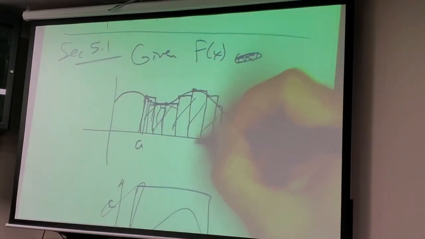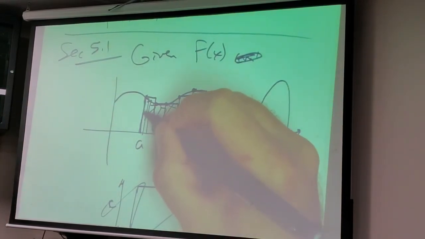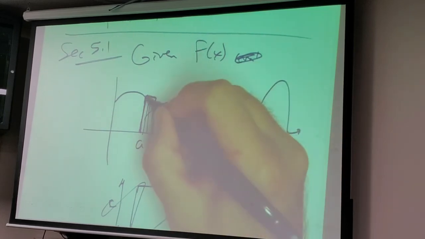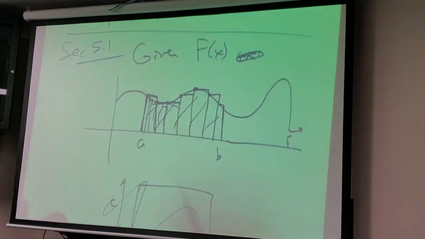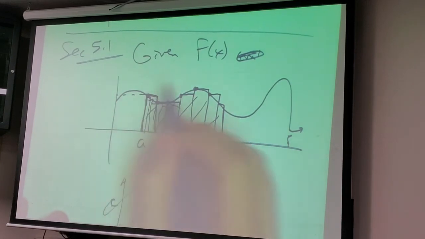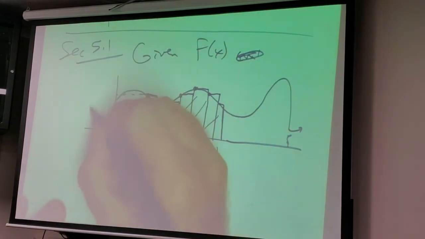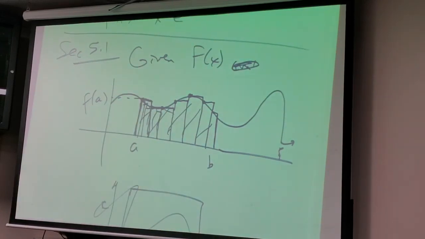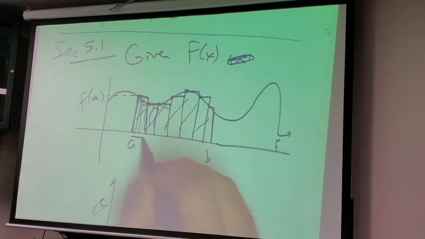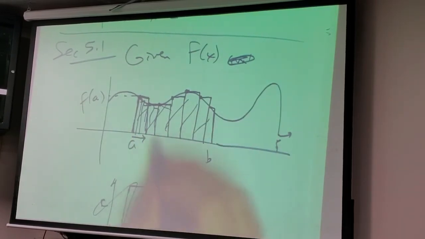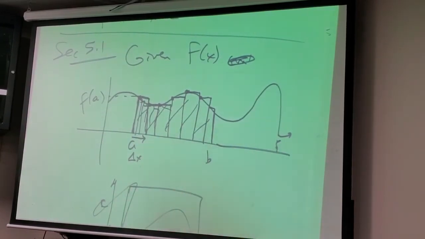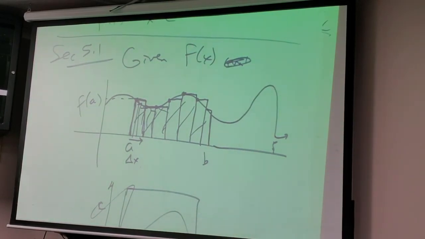How tall is each one of these rectangles? Like, how tall is the first one, the way that I set this up? What's the height of the first rectangle? Not A, careful. F of A, right? So aren't the heights going to be F of whatever? So if I call the width, guess what I'm going to call the width? Delta X.